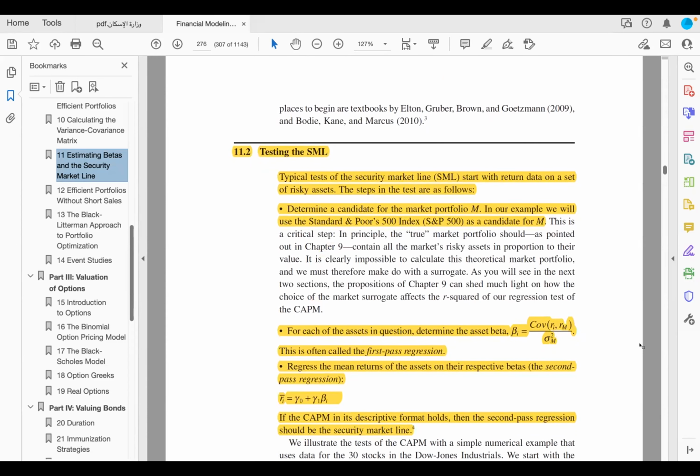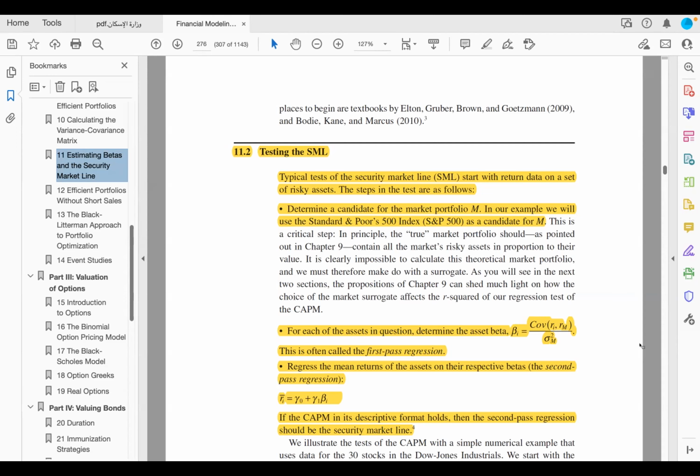Now, a typical test of the security market line starts with return data on a set of risky assets. The steps in the test are as follows. First one, we have to determine a candidate for the market portfolio M, because we know that the SML is based on the market portfolio. So we have to identify a market portfolio. The market portfolio is supposed to encompass all risky assets in the economy, right? Which is practically impossible. We cannot build a portfolio with all risky assets in the economy.